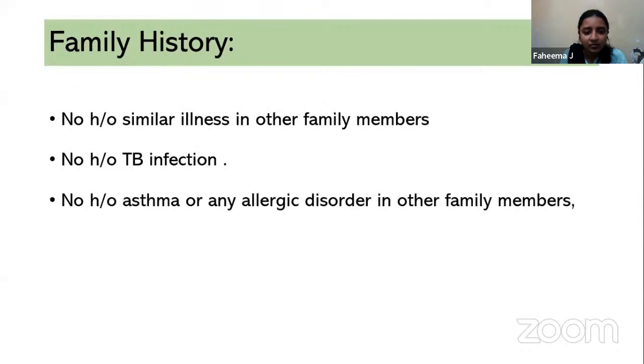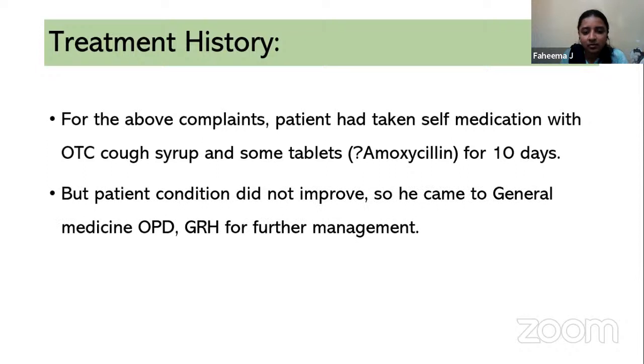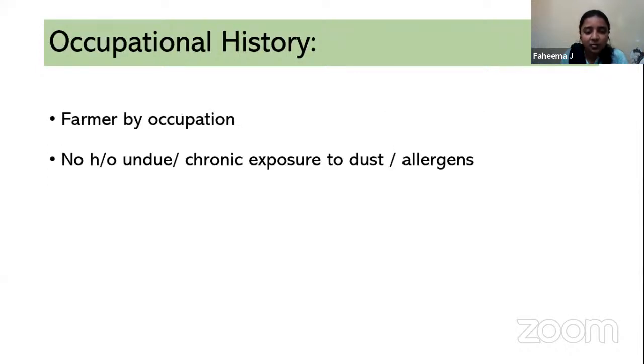Family history. There was no significant history in the family members, no history of any TB infection or any asthmatic or allergic disorder in the family. Treatment history for the same complaints, the patient had taken some self-medication with over-the-counter syrup and some tablets, but the condition did not improve, so he came to general medicine OP for further management. And he was a farmer by occupation, and there was no undue exposure to any chronic dust or allergens.